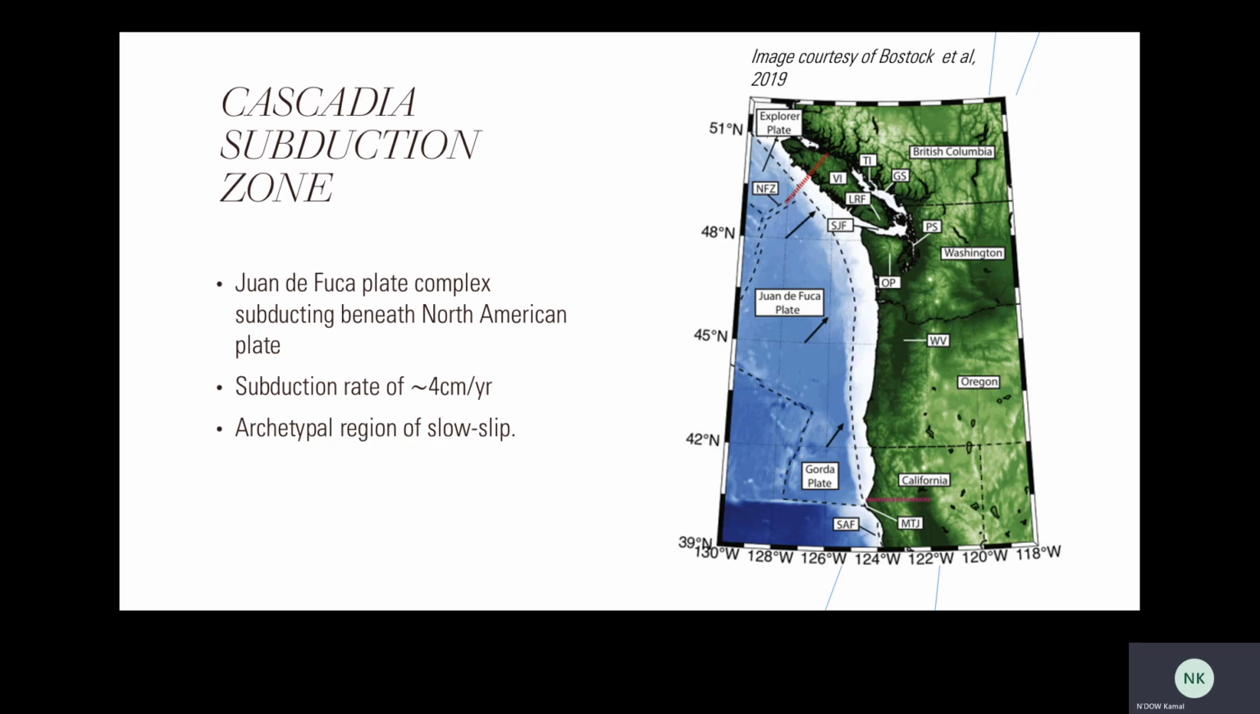The Juan de Fuca plate is currently subducting at a rate of around 4 centimeters per year, and this subduction zone complex is one of the most exciting areas of research right now, due to the fact that Cascadia is an archetypal example of the relatively recently discovered slow slip phenomena, and also due to the ability of this subduction zone to unleash a magnitude 9 or greater megathrust earthquake that could devastate areas in the US and Canada.